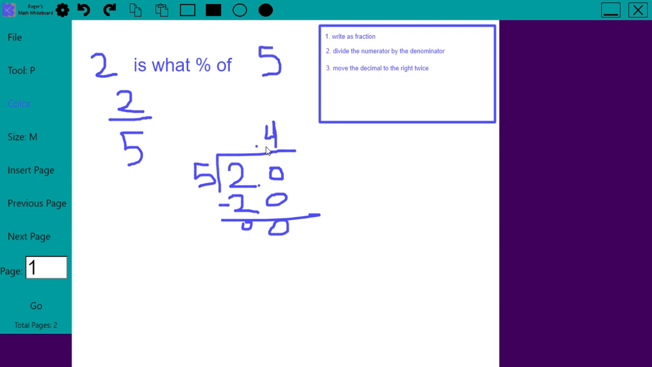So in order to change a decimal into a percent, I'll just move my decimal place 2 places to the right. So 1 and then 2. So 0 would go right here, my decimal would go here. So this becomes 40%.